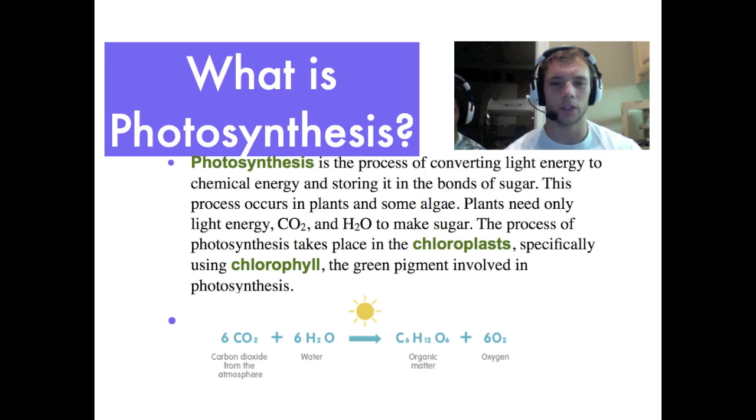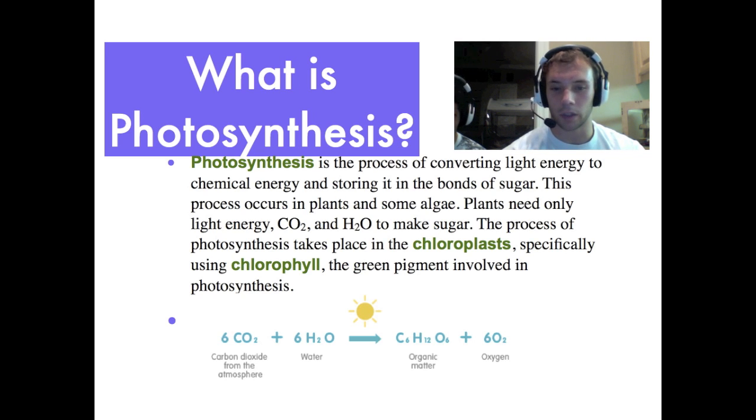What is photosynthesis? That's a very good question. Photosynthesis is the process of converting light energy into chemical energy and storing it in the bonds of sugar. This process occurs in plants and some algae. Plants need only light energy, CO2, and H2O to make sugar. The process of photosynthesis takes place in the chloroplasts, specifically using chlorophyll, the green pigment involved in photosynthesis.